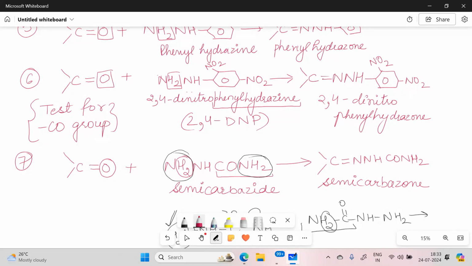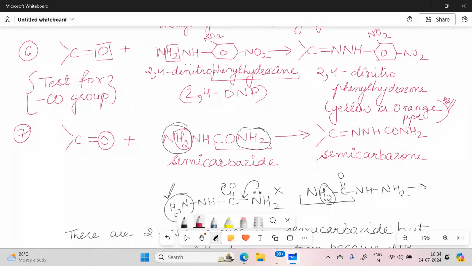Why is it a test for carbonyl group? Because this 2,4-dinitrophenylhydrazone is a yellow or orange precipitate. So on adding 2,4-DNP, if you are getting a yellow or orange precipitate, it means the compound contains a carbonyl group. It may be an aldehyde or it may be a ketone. So please mention here it is a yellow or orange precipitate, the 2,4-DNP test.